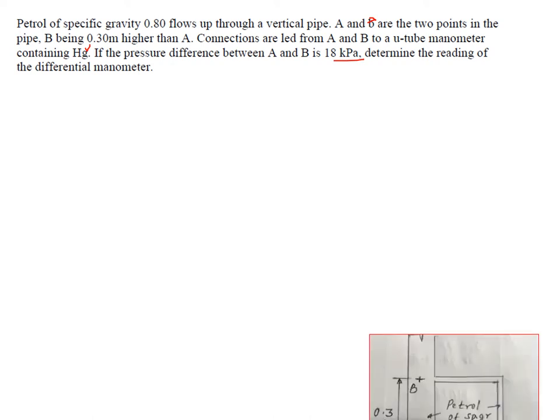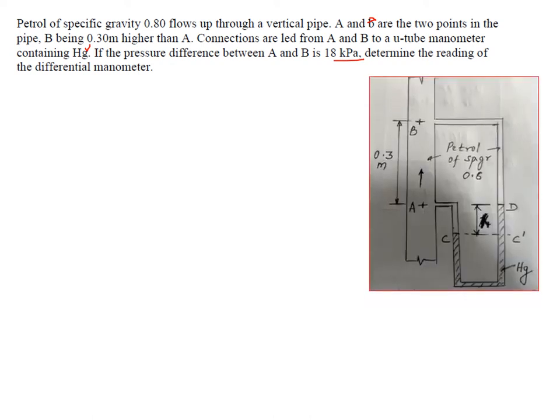So here we have the pipeline where the pressure points A and B are separated by a distance of 0.3 meters. We know that point B is higher than point A by 0.3 meters. We are connecting the manometer to the two points. Whenever we connect, the petrol enters the manometer and displaces the mercury. Therefore the difference of the mercury level is H.